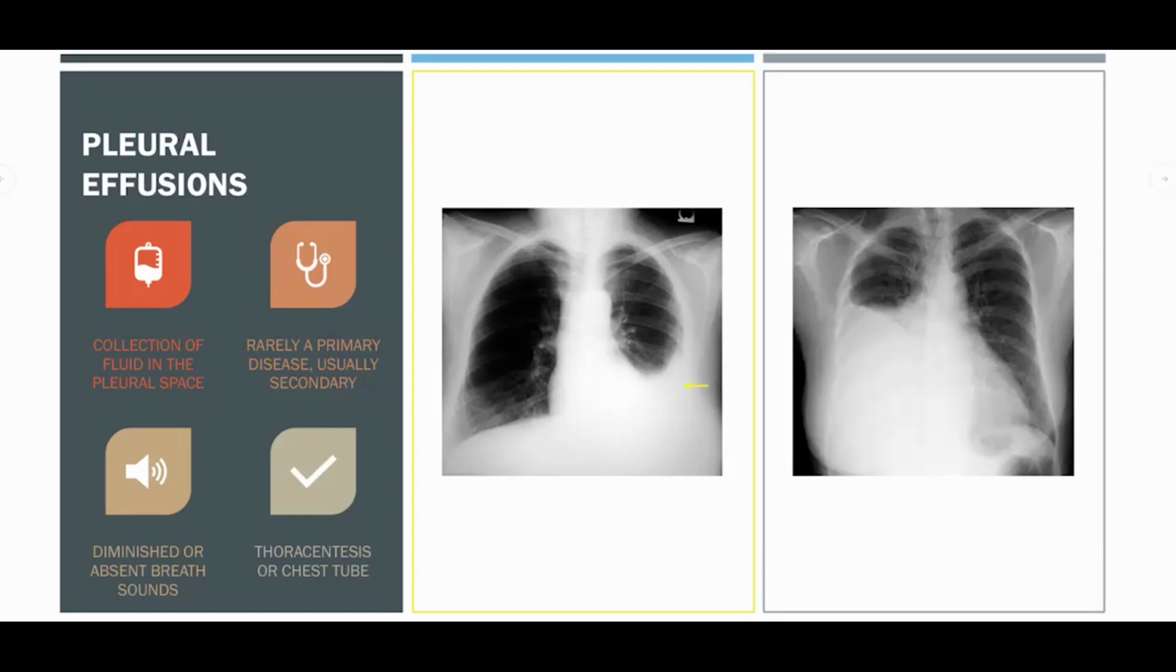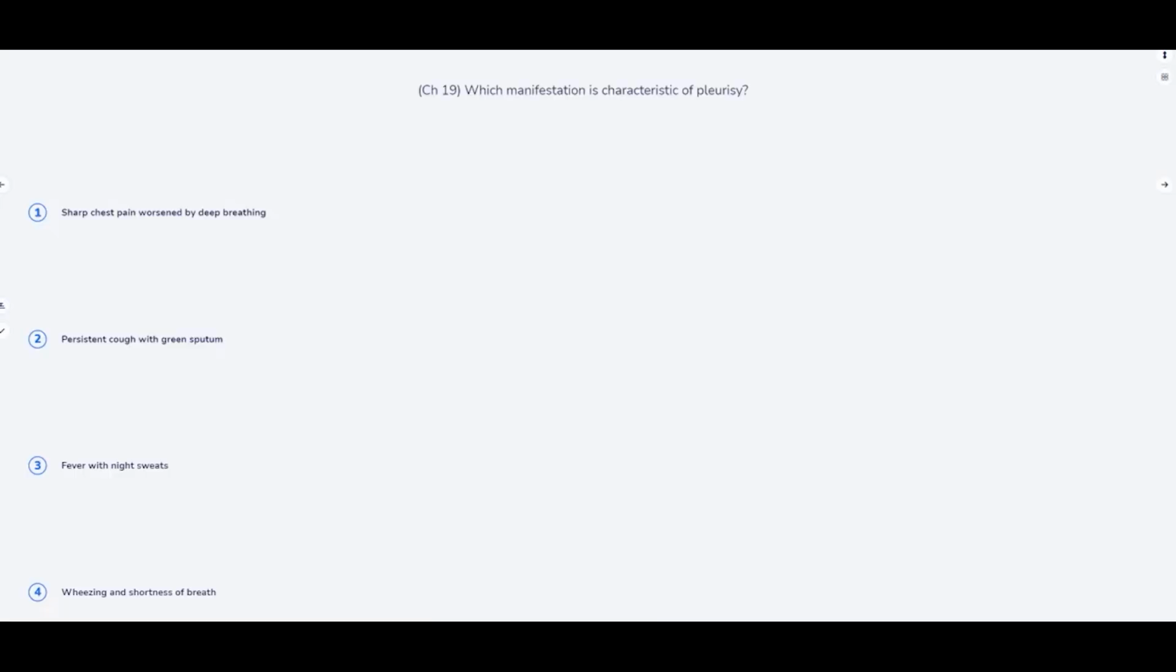That's really bad. We need to figure out why that's happening. And then blood is also really bad because there's bleeding somewhere. For blood to end up in the pleural space is also really bad. But I'd say the clear serous fluid is the most common. So which manifestation here is a characteristic of pleurisy, inflammation of the pleura?